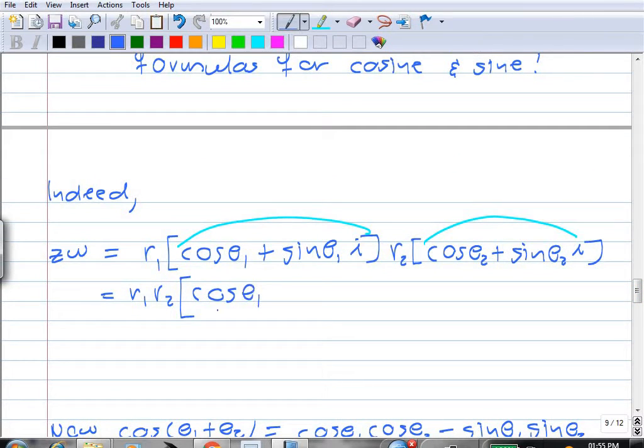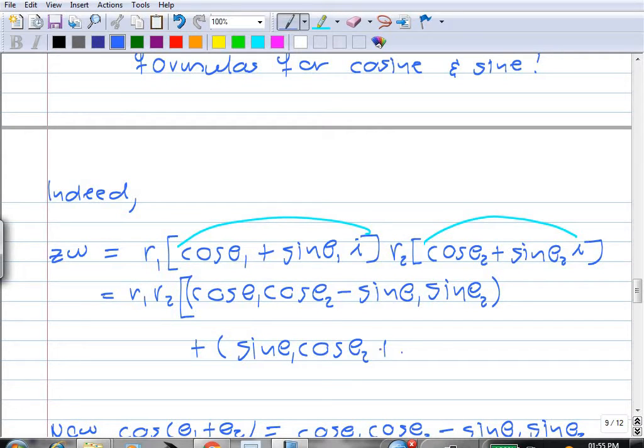cos theta 1 cos theta 2 minus sin theta 1 sin theta 2. That's the real part, and the imaginary part is sin theta 1 cos theta 2 plus cos theta 1 sin theta 2.